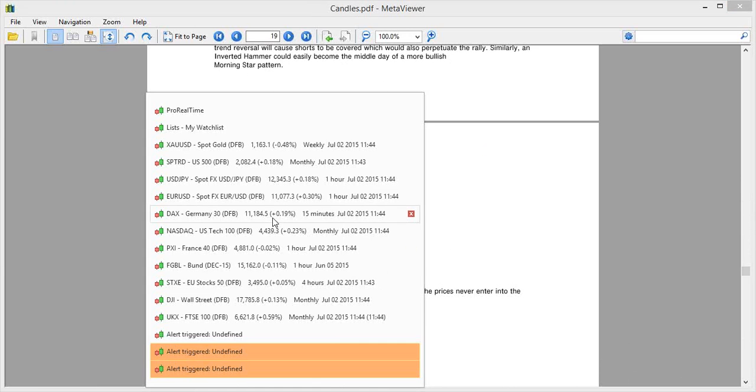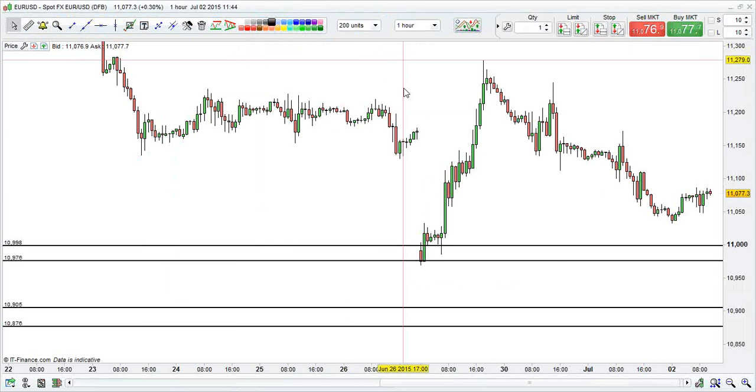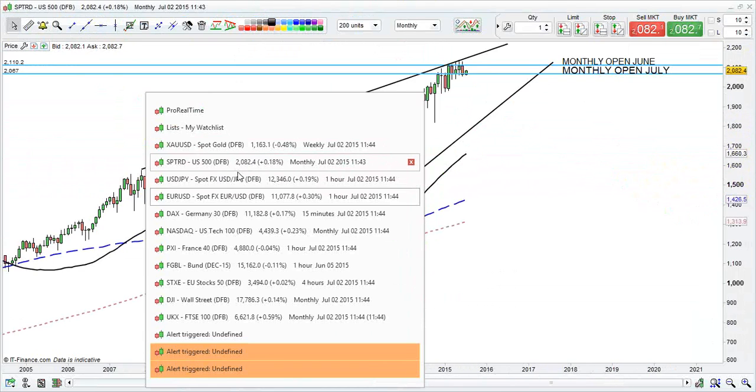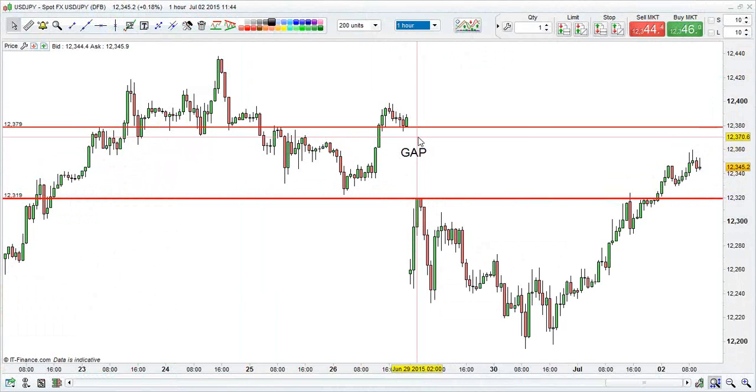We can see it on our Euro USD, on our gap play here. The market gapped down. And we can see it again on our USD JPY. The market gapped and it never recovered.